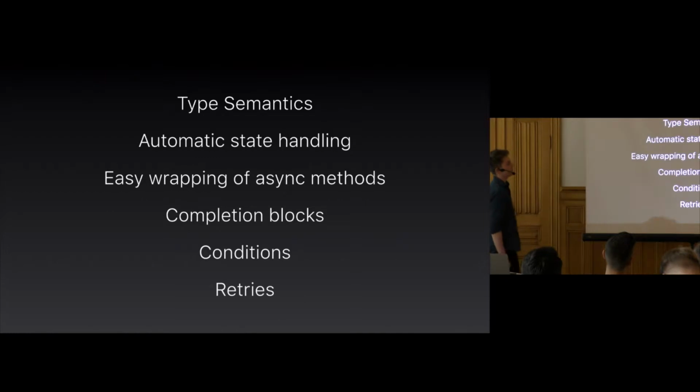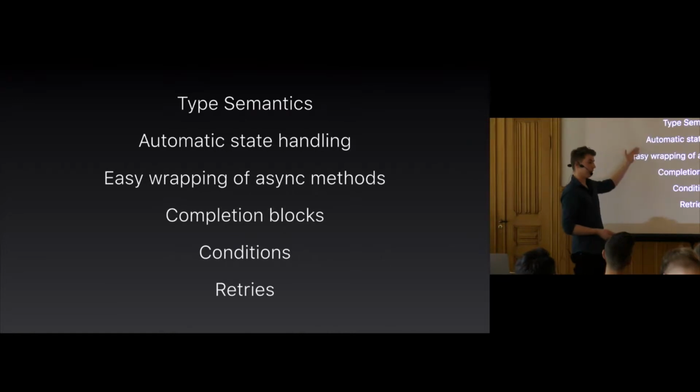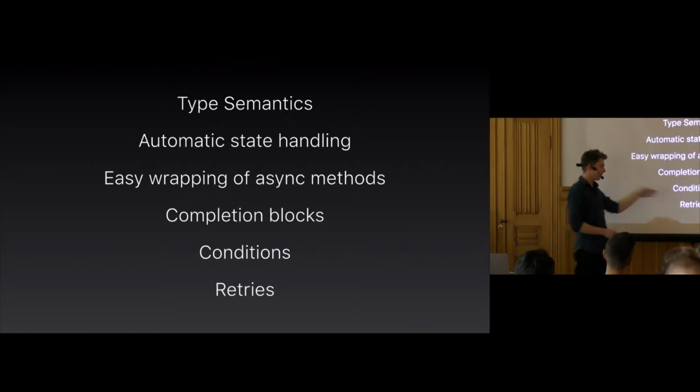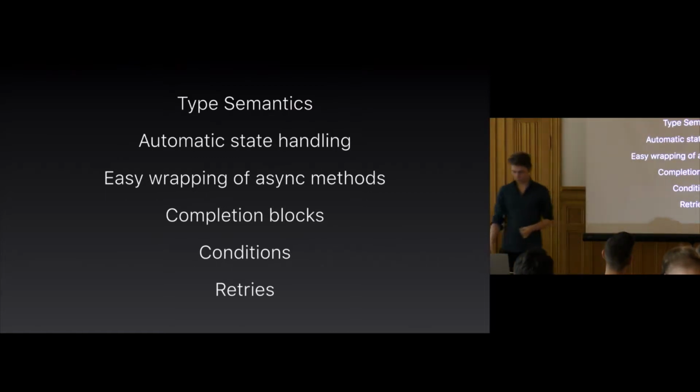Among these things, it offers you type semantics, so you can really say that, hey, this task will return a UIImage. You get automatic state handling, so you don't need to worry about it, and every method and every property is thread safe by default, so you don't need to worry about synchronization. You have easy wrapping of asynchronous methods, which comes from automatic state handling. You can easily wrap any asynchronous method into it. You get completion blocks like onValue and onError. We'll see this later. You can express conditions under which these tasks are executed, and since we have automatic state handling, we can easily implement retries. So yeah, nice things.